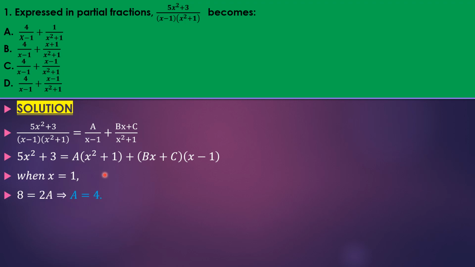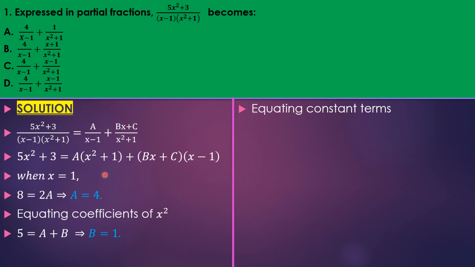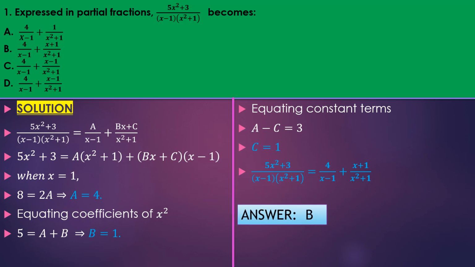So when x is 1, I've decided to eliminate. When x is 1, your A is directly 4, and then you equate coefficients of x squared. You realize that A plus B is equal to 5, so that's the coefficient of x squared on the right hand side. So you have B to be 1, and then we equate constant terms. You have A minus C to be 3, and then our C is 1. So in partial fractions it will be 4 over x minus 1 plus x plus 1 over x squared plus 1, which gives us the answer to be B.